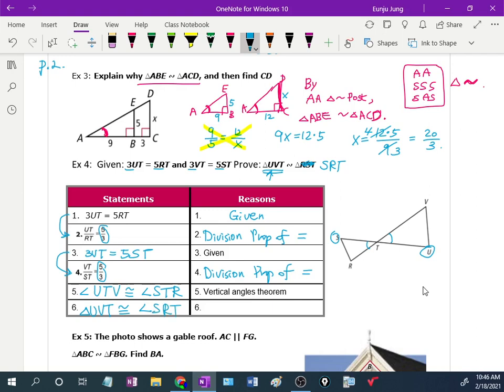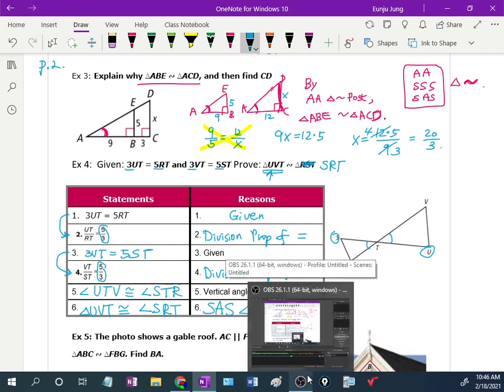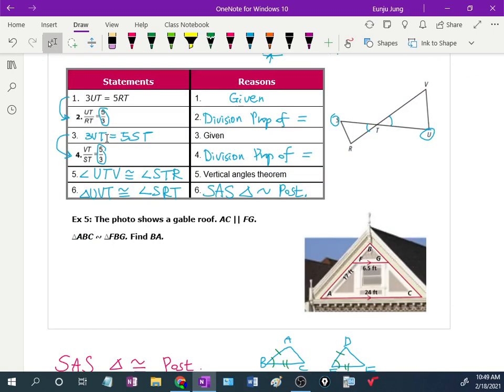What is the reasoning? Slide. Angle, side, triangle similarity postulate, okay? Similarity postulate to prove similarity. Yes? Number 3, is that 3 UT or 3? Right, now let's look at example number 5.